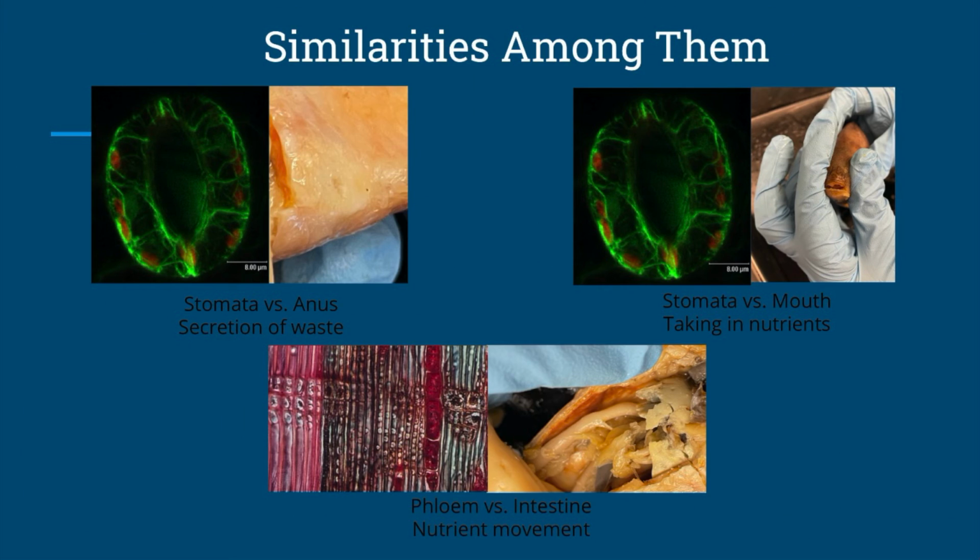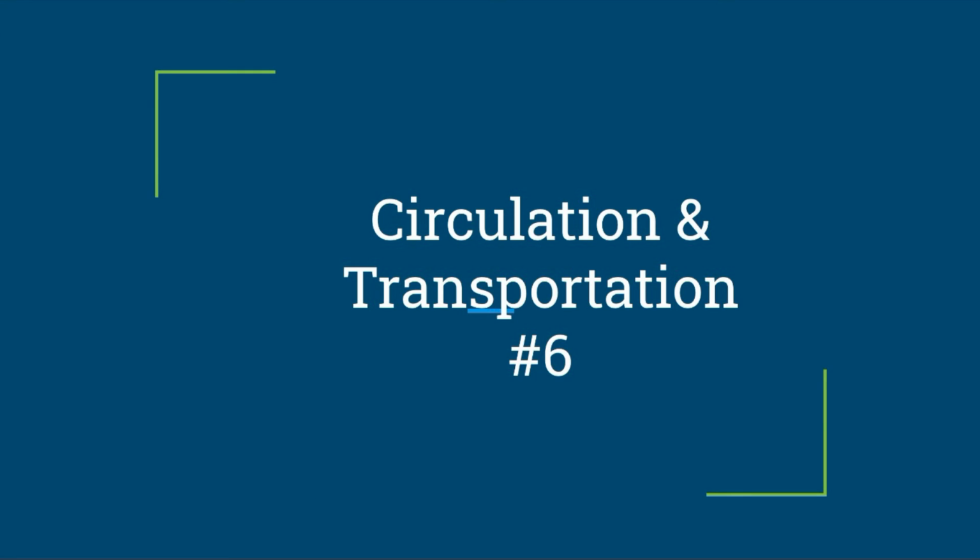The similarities among the two are that fish secrete waste through their anus, while plants do it through their stomata. Plants also take in CO2 through their stomata, whereas fish take in food through their mouth. Nutrients are moved through the vascular tissues of the phloem in the angiosperm, but in the perch they are moved through the intestine.